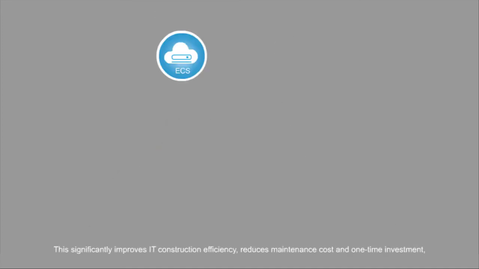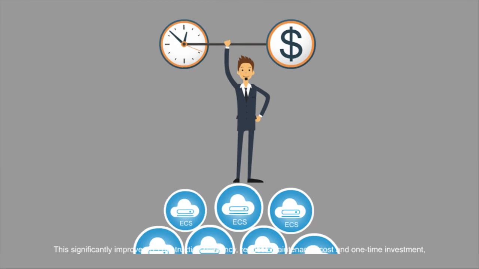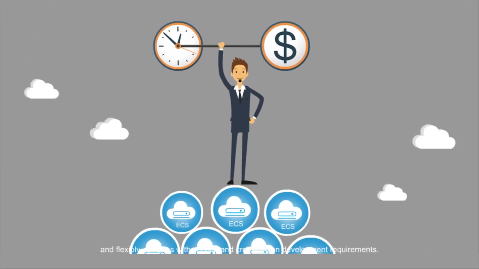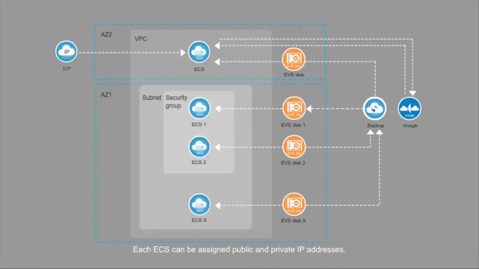This significantly improves IT construction efficiency, reduces maintenance cost and one-time investment, and flexibly complies with service and cross-region development requirements. Each ECS can be assigned public and private IP addresses. Users can use VPCs to flexibly manage and configure intranets and use security groups to harden ECS protection.